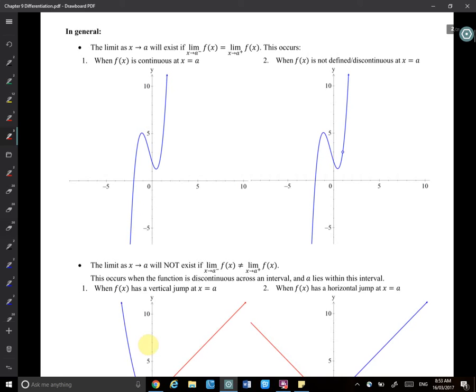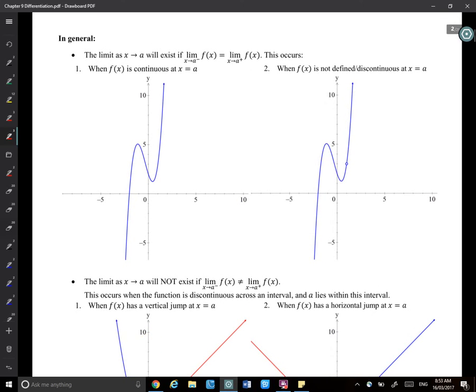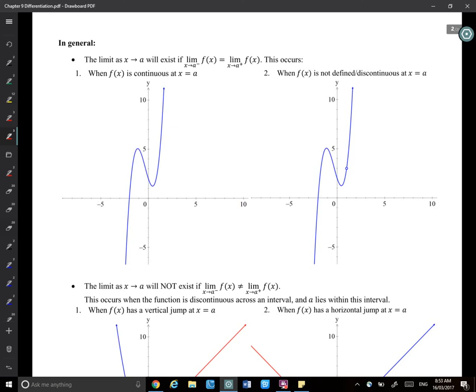Okay, so in general, the limit as x approaches a will exist if the left-hand side approaching a and the right-hand side approaching a equal each other, and I have 2 cases. The first case is x equals a is continuous at that point. The second is that it is not continuous at that point, where I have a hole, but it seems like it's only a hole and the curve is still connecting. So I have 2 cases: it can be defined or not defined. That's the point I want to make.